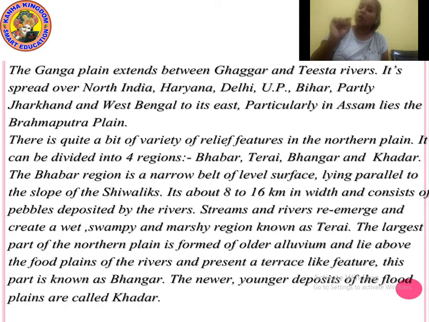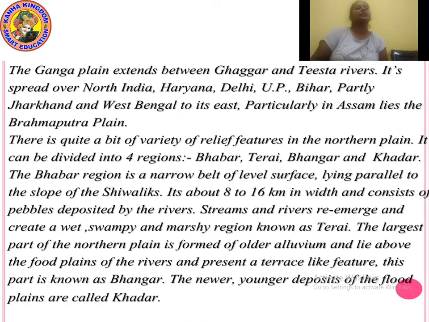There is quite a bit of variety of relief features in the northern plains. It can be divided into 4 regions. Okay, so the northern plains are divided into 4 regions. Now what are the names of those 4 regions? The Bhabar, Terai, Bhangar and Khadar. I repeat, the Bhabar, Terai, Bhangar and Khadar.